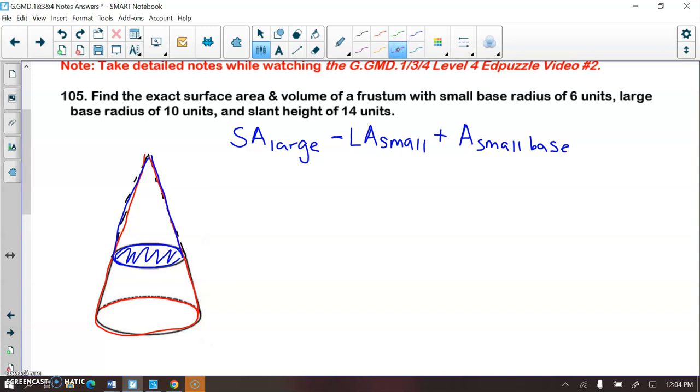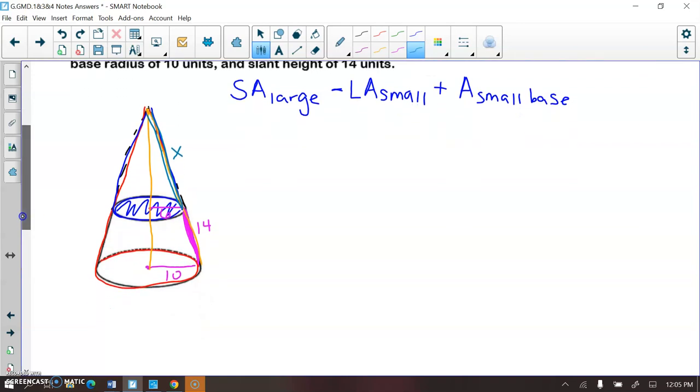We have the small base radius is 6 units. The large base radius is 10. And the slant height of the frustum, not of the cone, just this part here, is 14. Okay. So before we begin with the surface area, let's find the height of the small cone, the large cone, and let's find the slant height of this large cone. So I'm going to label this slant height here, x, of the small cone.